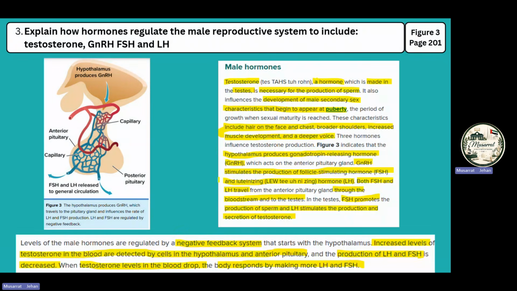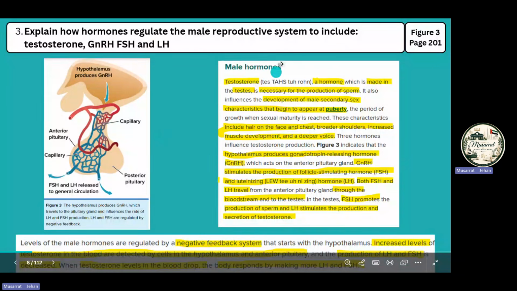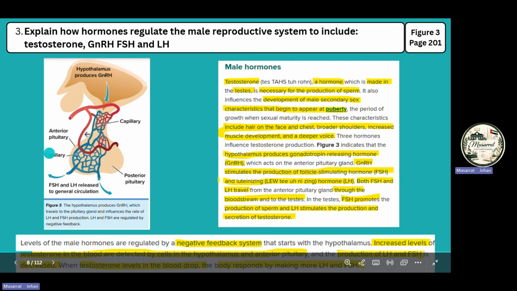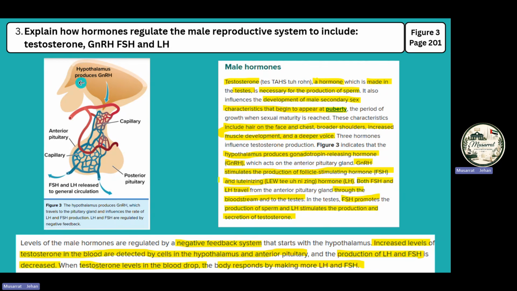Then we come to question number 3. It says, explain how hormones regulate the male reproductive system, include testosterone, GnRH, FSH, and LH. So this figure is important. Firstly, you should know this is the hypothalamus and it is producing GnRH. This acts on the anterior pituitary gland, which produces FSH and LH, which are released in the blood. So let's study what it is about.